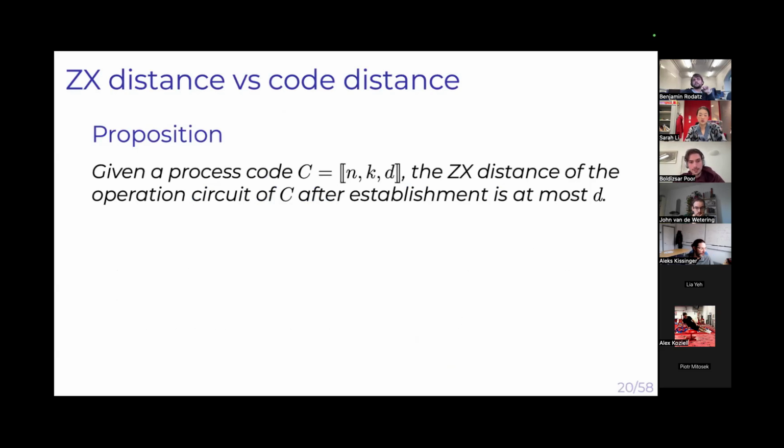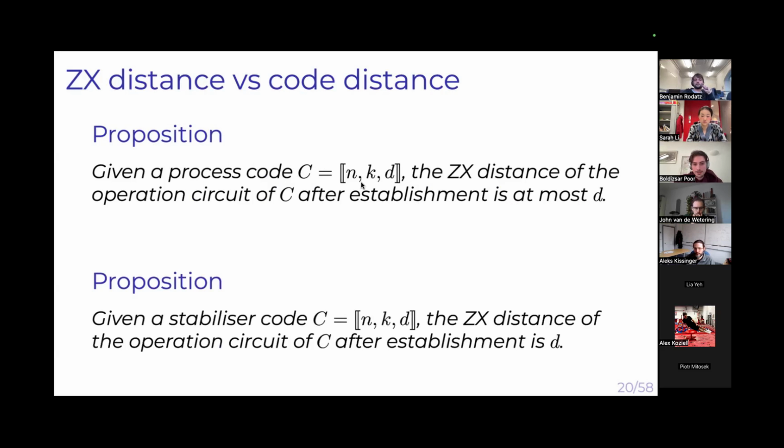And then we have a number of propositions. First, given a process code or a Floquet code, the ZX distance after establishment is at most d. So the ZX distance is at most the distance of the process code. And for a stabilizer code, it turns out that the ZX distance is the same as the distance of the stabilizer code.